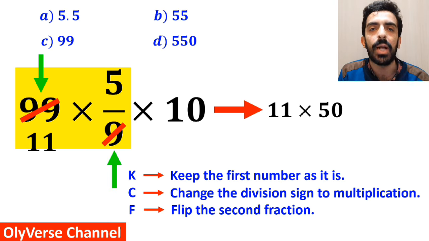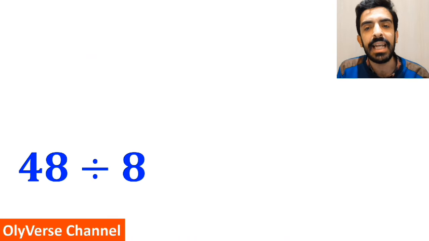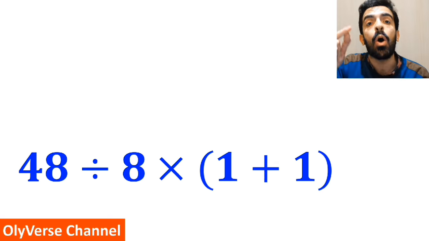Alright, now let's solve another tricky math question together. What is the value of the expression 48 divided by 8 multiplied by (1 plus 1) and again multiplied by 3? Which option do you think is the correct answer to this question?